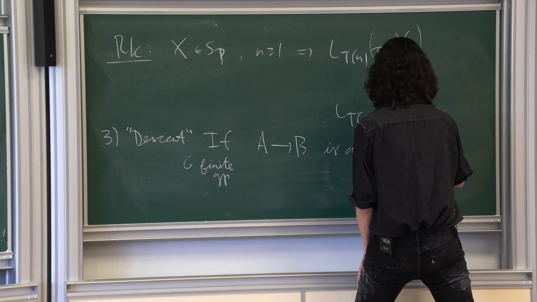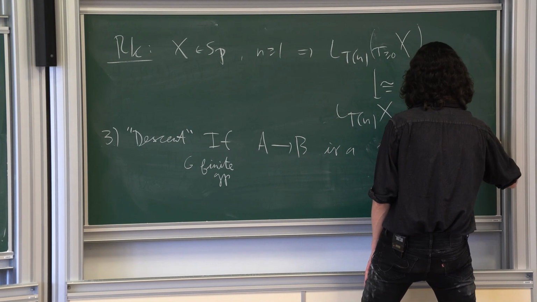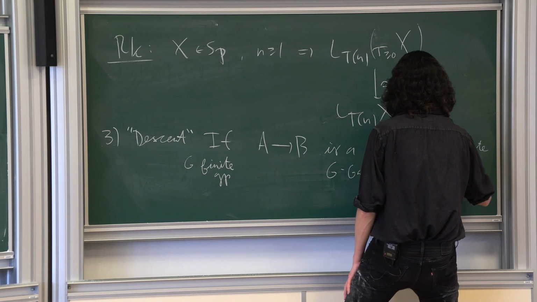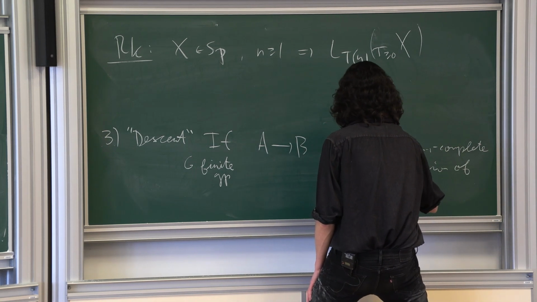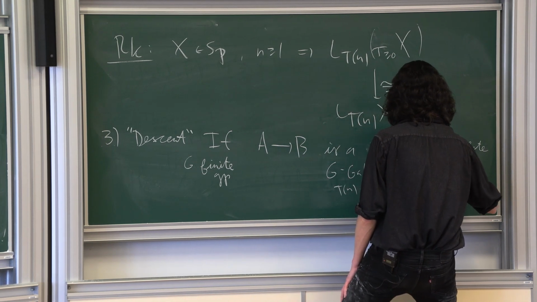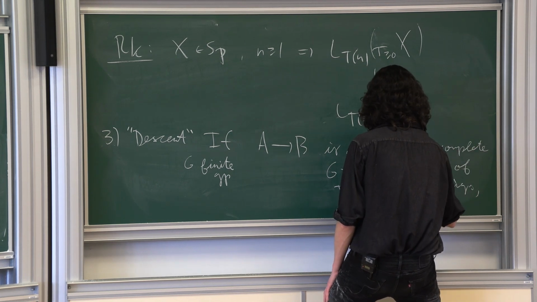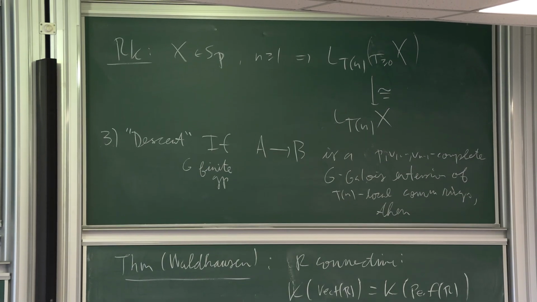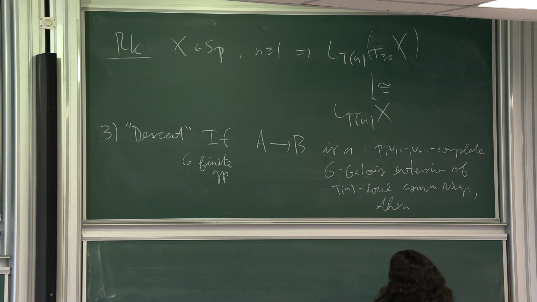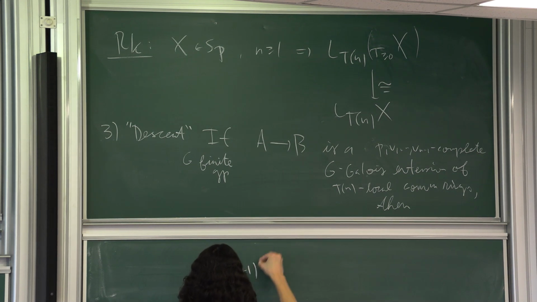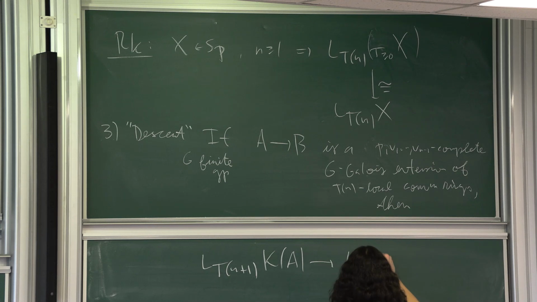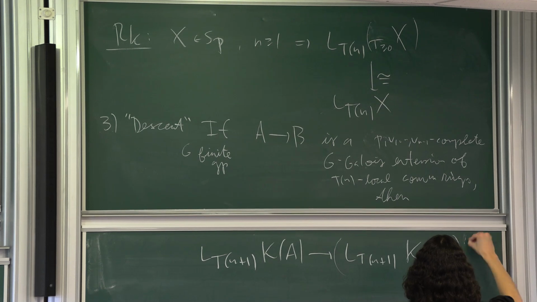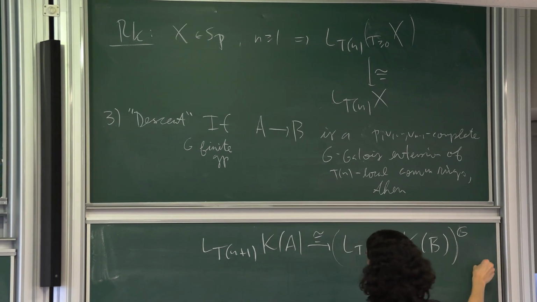So let's say a p, V1, ..., Vn minus 1 complete G-Galois extension of Tn local rings, commutative rings, then Ltn plus 1 at the next height, you get the descent property. For commutative ring spectra.